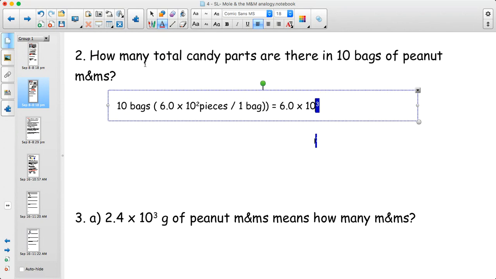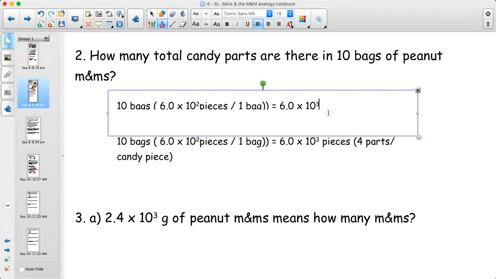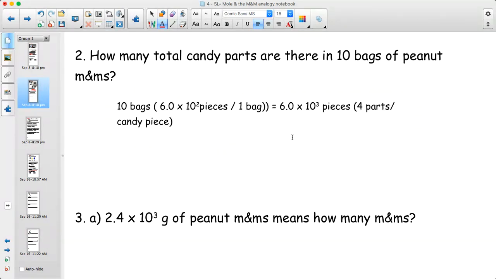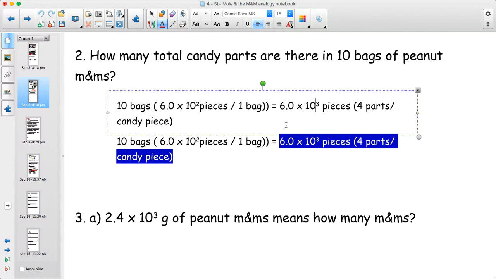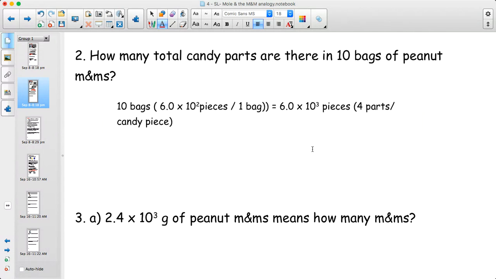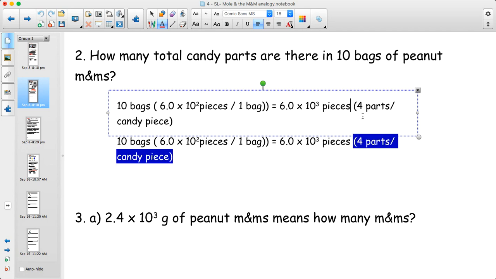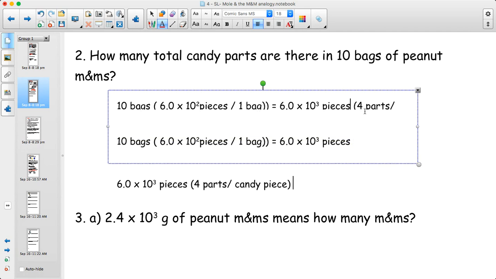So the question said, how many total candy parts are there when you have 10 bags? Well, if you have 6,000 pieces, we're going to have to multiply that by 4, because there are 4 parts per candy piece. Right? Having some technical difficulties here. And so then we get 24 times 10 to the third, or 2.4 times 10 to the fourth. And that's candy parts.